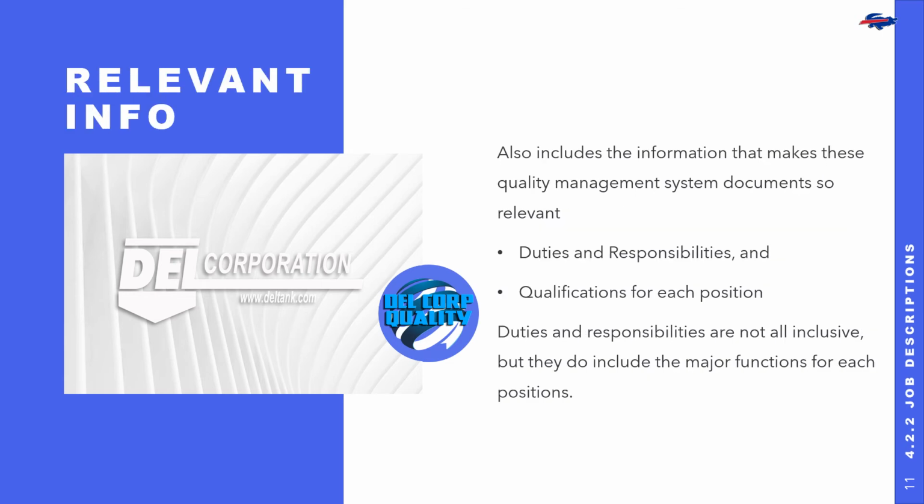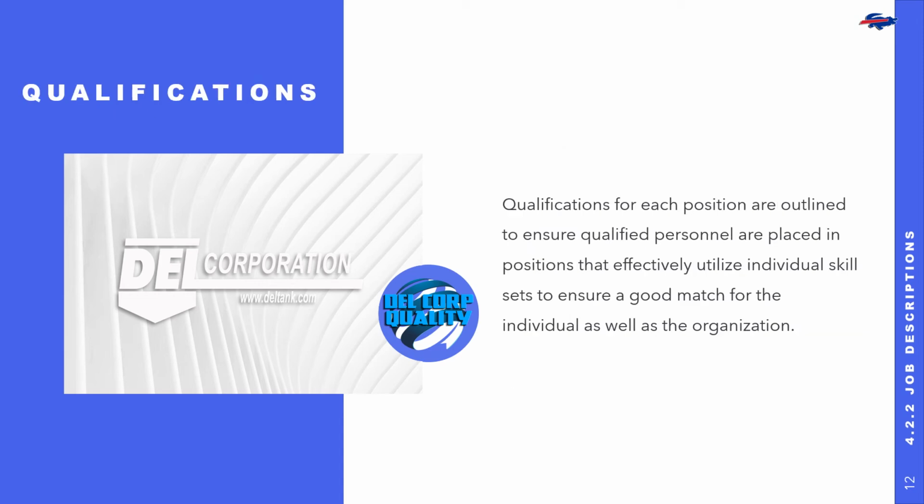Each job description also includes the information that makes these quality management system documents relevant: the duties and responsibilities, and the qualifications for each position. Duties and responsibilities are not all-inclusive, but they do include the major functions for each position. Qualifications for each position are outlined to ensure qualified personnel are placed in positions that effectively utilize individual skill sets to ensure a good match for the individual, as well as the organization.